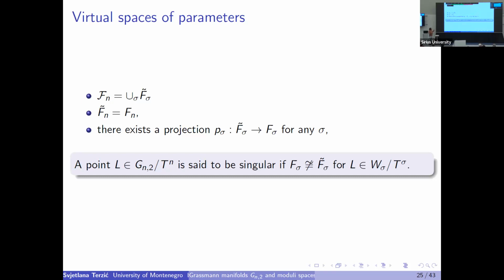And as I said in the beginning, a point L from the Grassmannian orbit space is said to be singular if its corresponding virtual space of parameters and space of parameters are not homeomorphic. So spaces of parameters are real spaces as orbit spaces, and virtual spaces of parameters are actually pre-images of the orbit space in this product delta n2 times Fn.